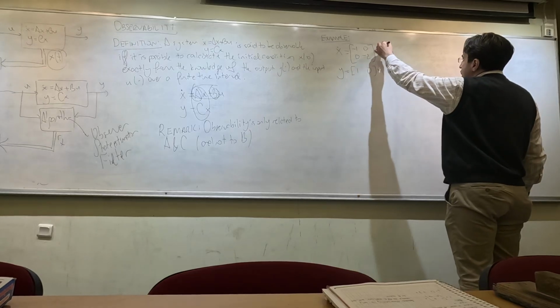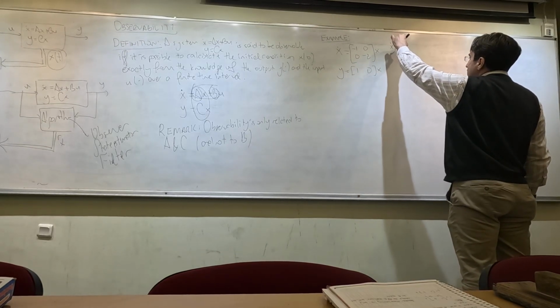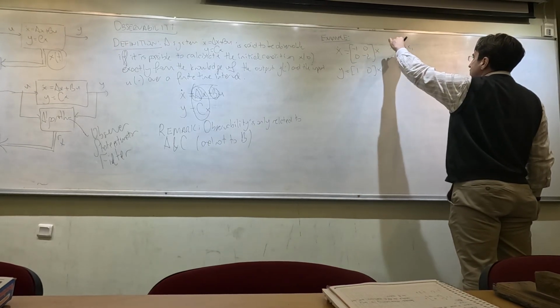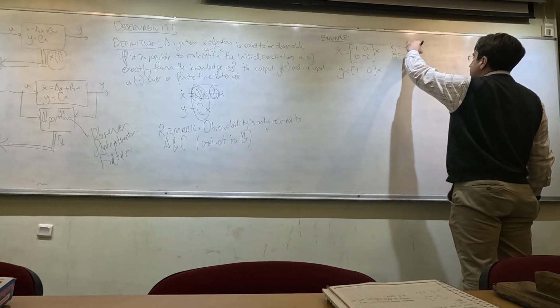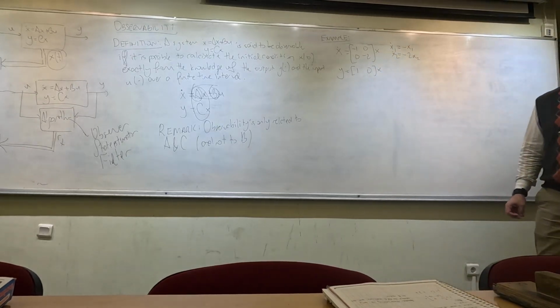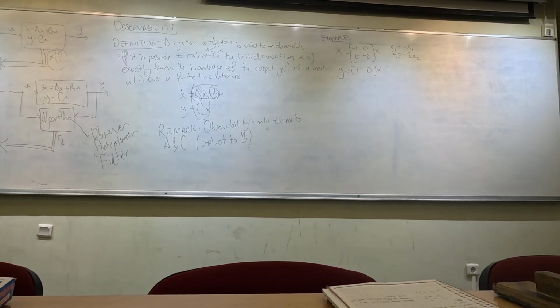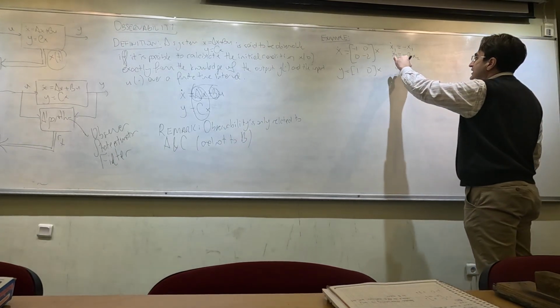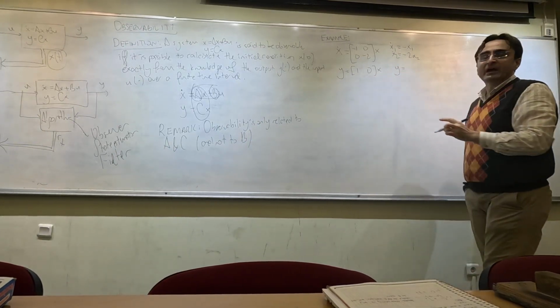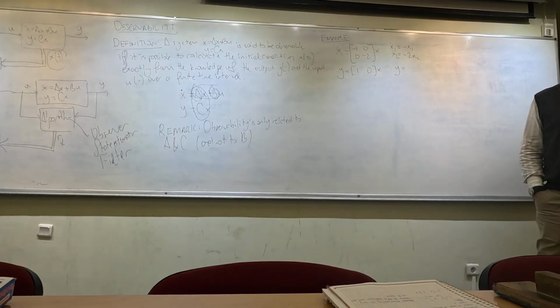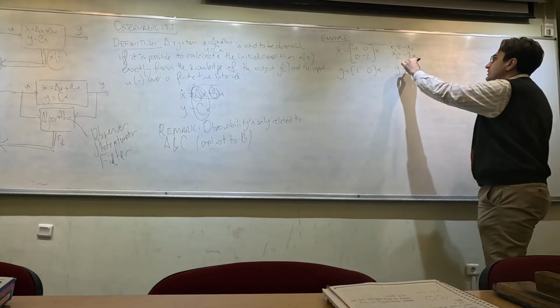So I will write the individual equations of the system here. x1 dot is equal to minus x1. x2 dot is equal to minus 2x2. These are the differential equations of the system here. And I can write the output equation. In terms of x1 and x2, what is y? y is just x1 in this case.